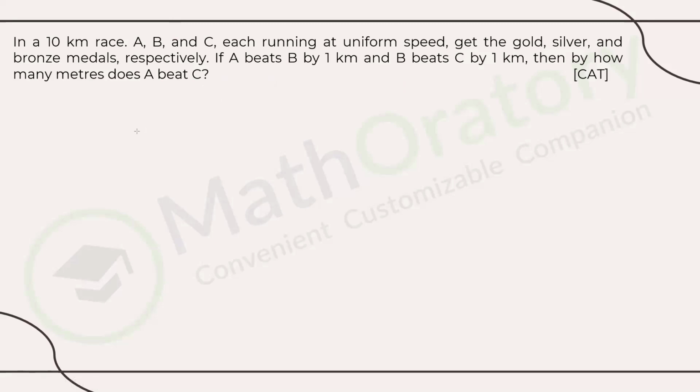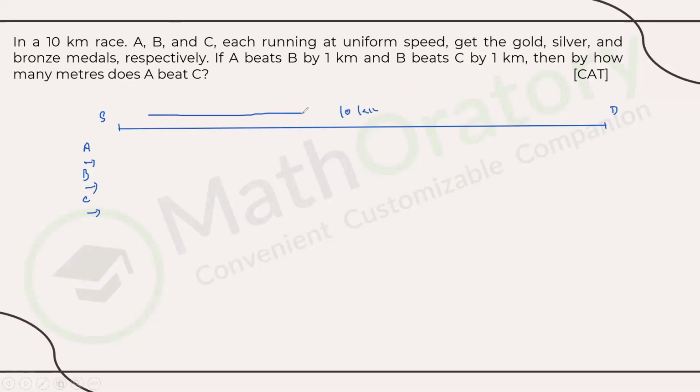But let's draw the figure once to understand this if you are not aware of it. Let's say this is the starting point and this is the destination. All three of A, B, C start from this particular point, and we have 10 kilometers in total. That is the total distance that needs to be covered. Now it says A beats B by 1 kilometer. So what does this imply? When A reaches this point, B is lacking by 1 kilometer, right?